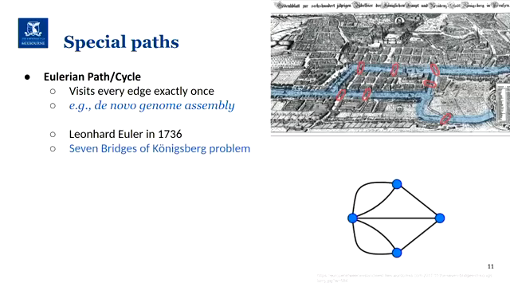And the problem that he tried to solve, and so many people before him tried to solve, the 7 bridges of Königsberg problem. Has anybody heard of this? Yeah. So it's a very famous problem. And the catch is the following.